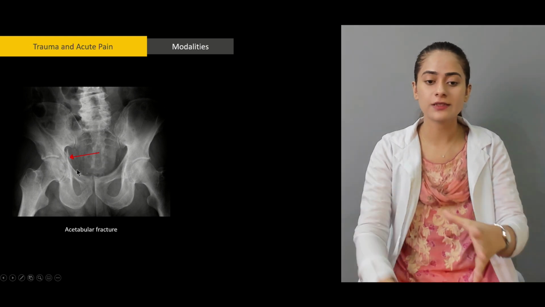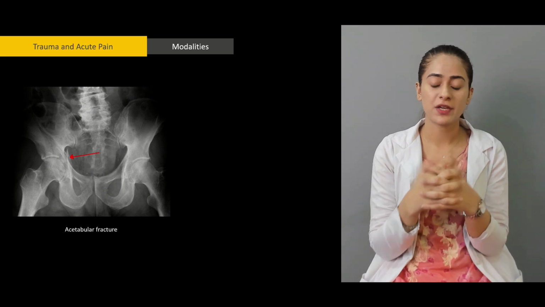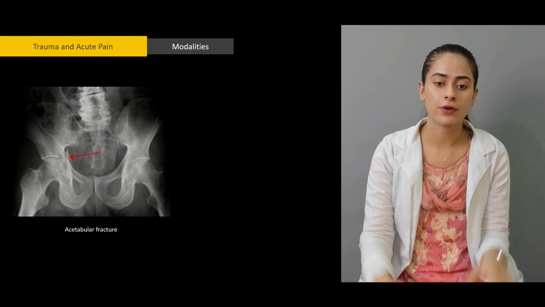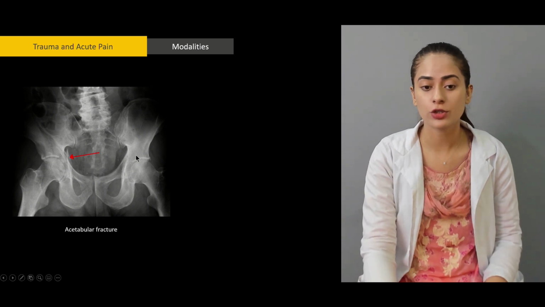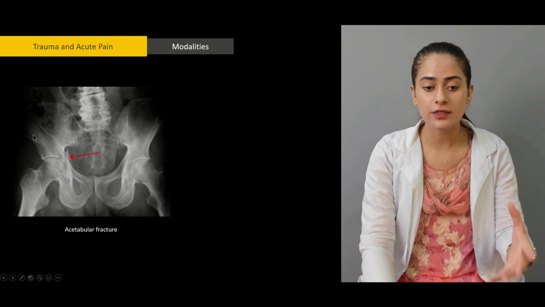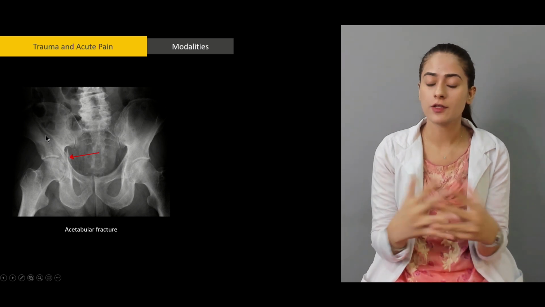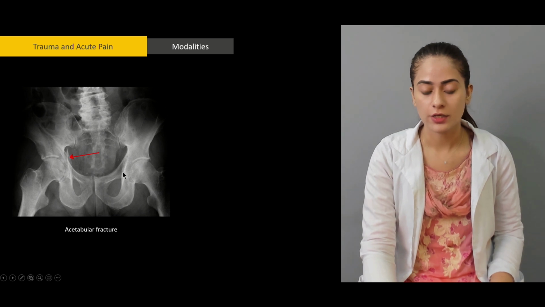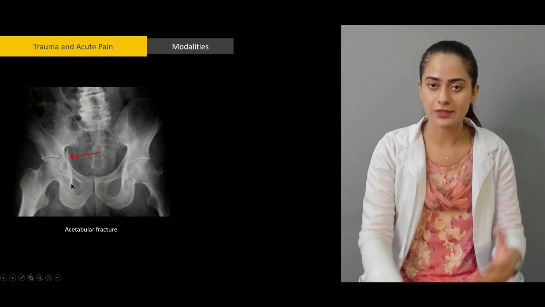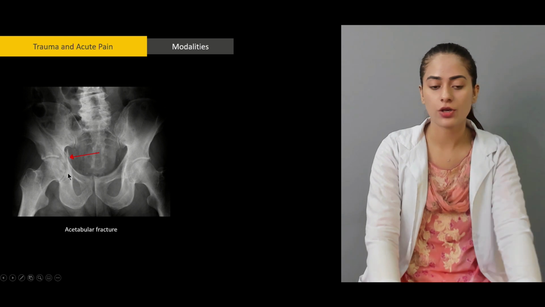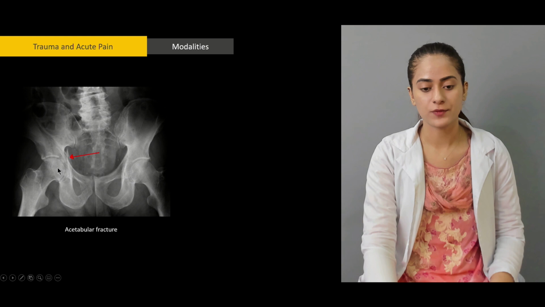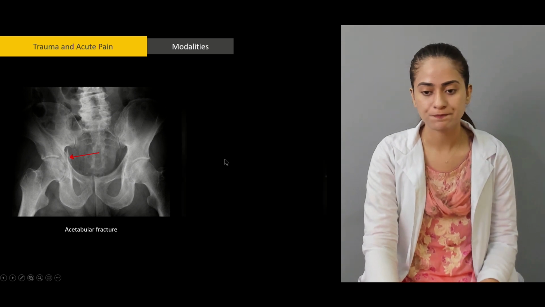It's very easy to actually pick up fractures in the pelvis because you have something to compare it with, right? You have this part to compare this part with. So then an abnormal thing is very easy to pick up. When you see this here and you see this here, it's obvious that there is something wrong here. So that's how comparison actually helps you. So this is the acetabular fracture here.